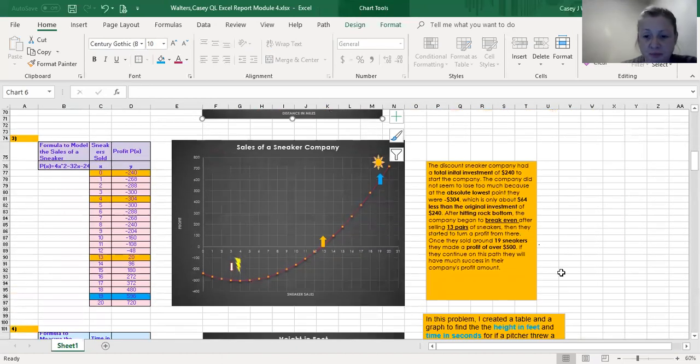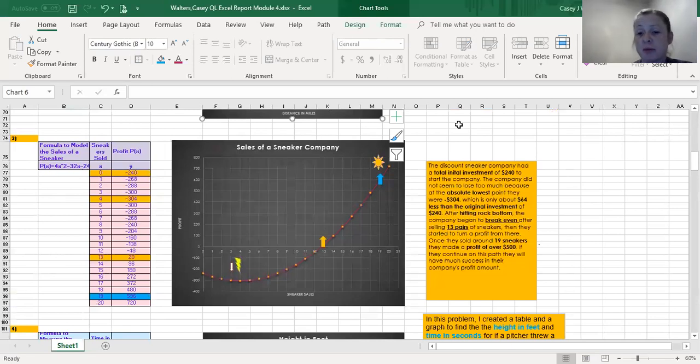Then number 3, if we were sales of a sneaker company. The discount sneaker company had a total initial investment of $240 to start the company. The company did not seem to lose too much because at the absolute lowest point, they were at negative $304, which was only about $64 less than the original investment of $240.